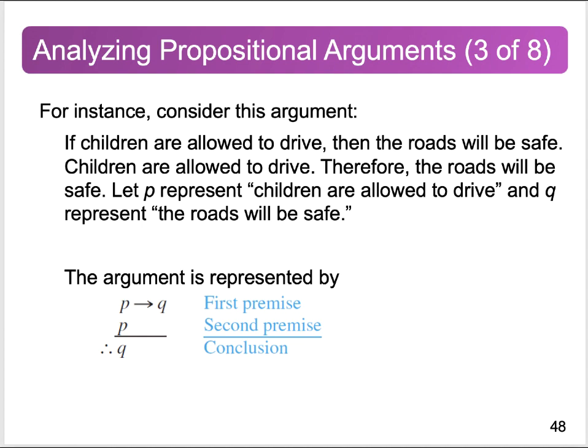If children are allowed to drive, then the roads will be safe. Children are allowed to drive, therefore the roads will be safe. So here, P is going to be children are allowed to drive, and Q is the roads are safe. This is another example of this modus ponens, and so we automatically know that it's going to be a valid argument. The problem that students sometimes have is that they look at this and they say the argument is bad because the premises are false.